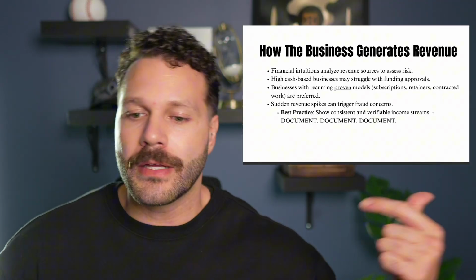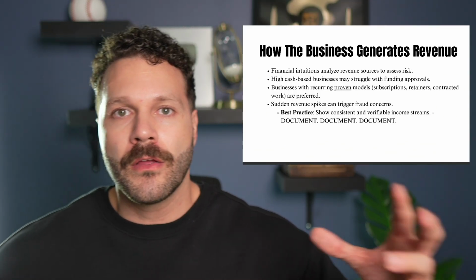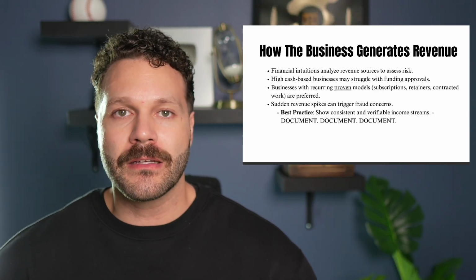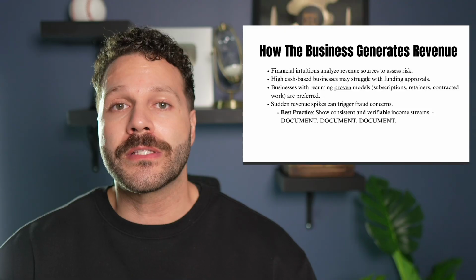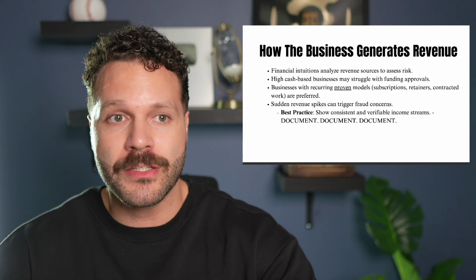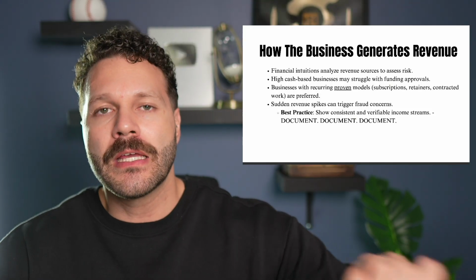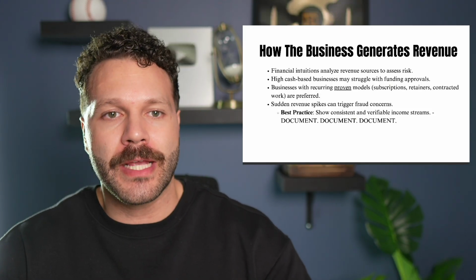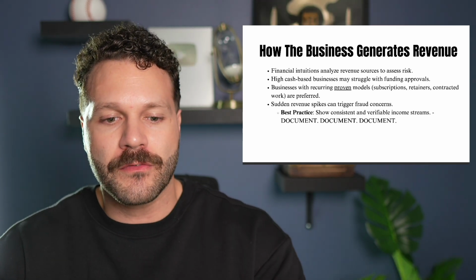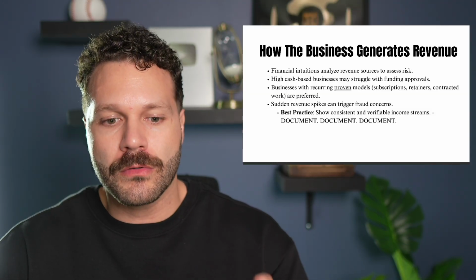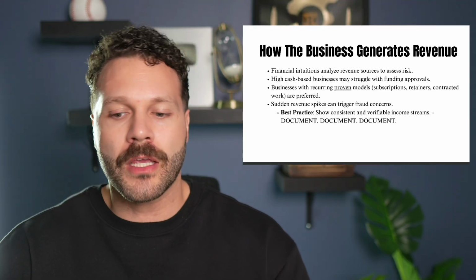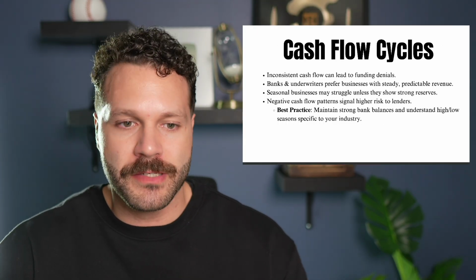Is it a subscription model? Is it a retainer model? Is it contracted work? Those are all preferred types of revenue models that banks and financial institutions typically like to look at. By the way, knowing this is going to help you not just get access to capital one time, but when you put a system into place like what we help our clients do, you're able to consistently get access to business capital at scale because you understand your business. Whether you're brand new or just thinking about this for the first time, you want to be able to show, especially at scale, consistent and verifiable income streams. So document, document, document. Plus, it makes you a better business owner anyway.